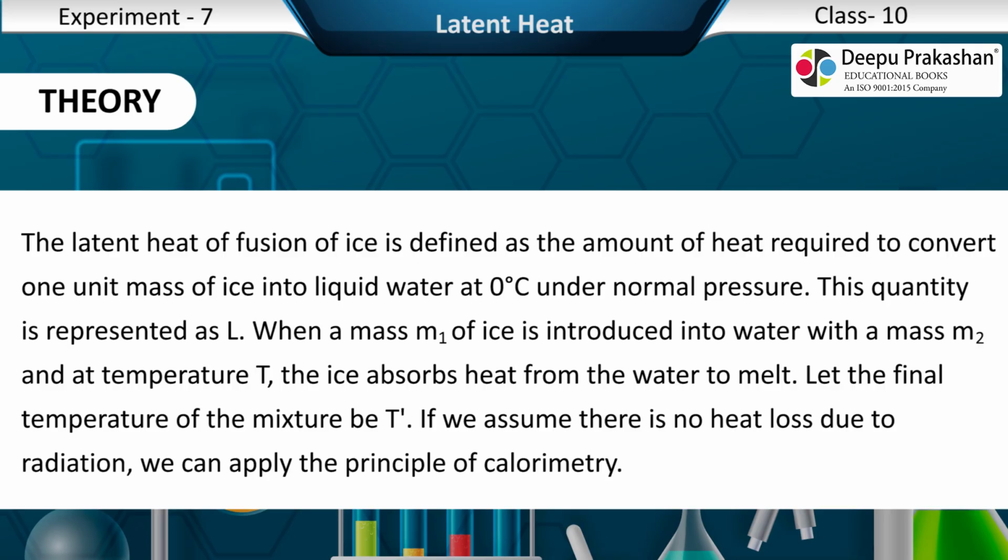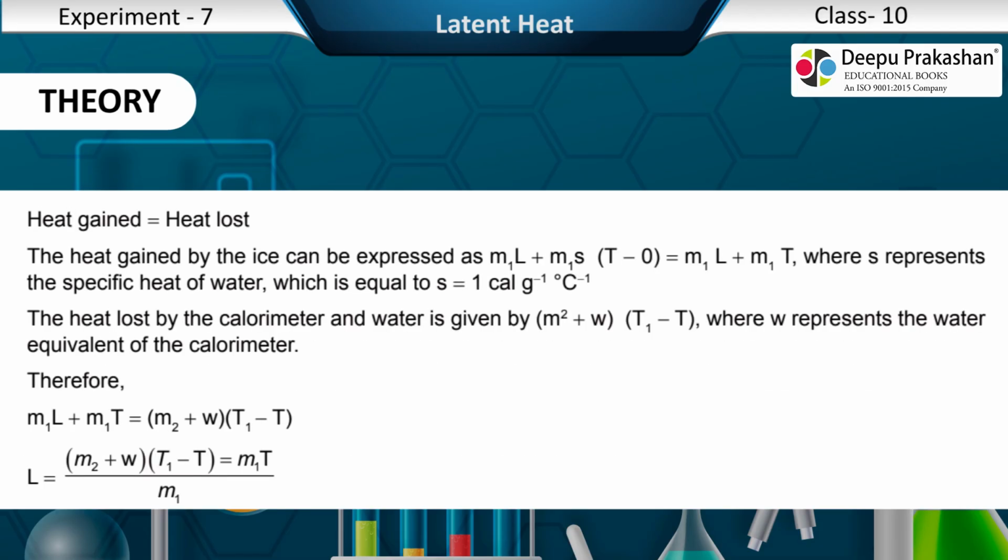When a mass m1 of ice is introduced into water with a mass m2 and at temperature T1, the ice absorbs heat from the water to melt. Let the final temperature of the mixture be T. If we assume there is no heat loss due to radiation, we can apply the principle of calorimetry: heat gained is equal to heat lost.